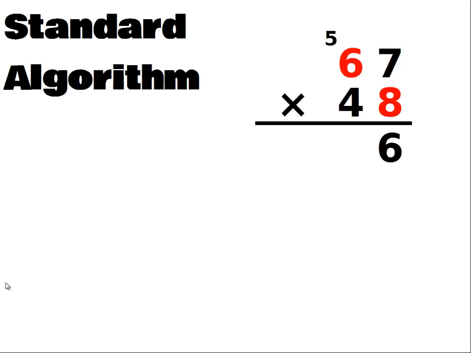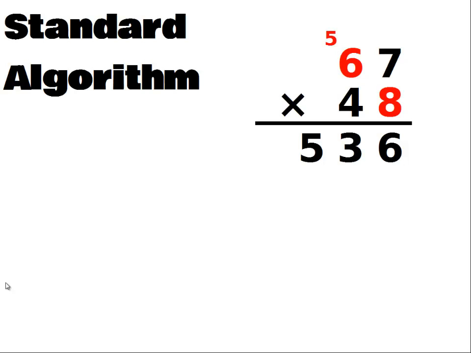Next we do 8 times 6, which is 48. But we have to add this 5 in up here from the 56 before. And the answer is 53. So I write my 3 down underneath. And since there isn't another number in my top number, we just put the 5 down.